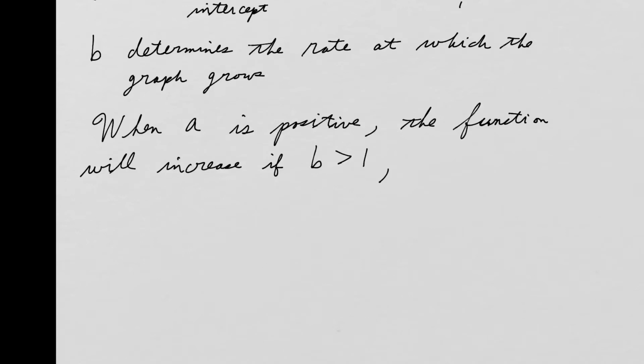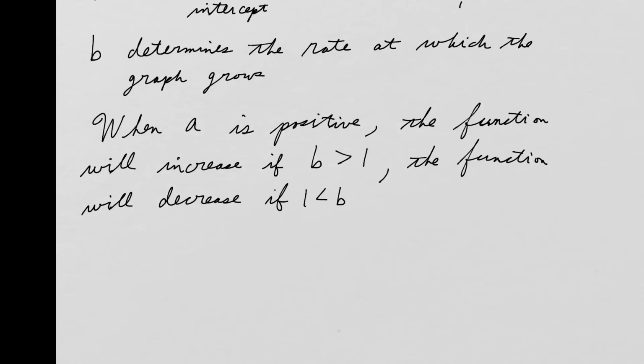and it'll decrease. Like in our example, we had b was 3, and it increased very rapidly. As x got larger, it increased really quickly. And then the function will decrease if b is a fraction. The way we can write that is if b is greater than 0 and less than 1.